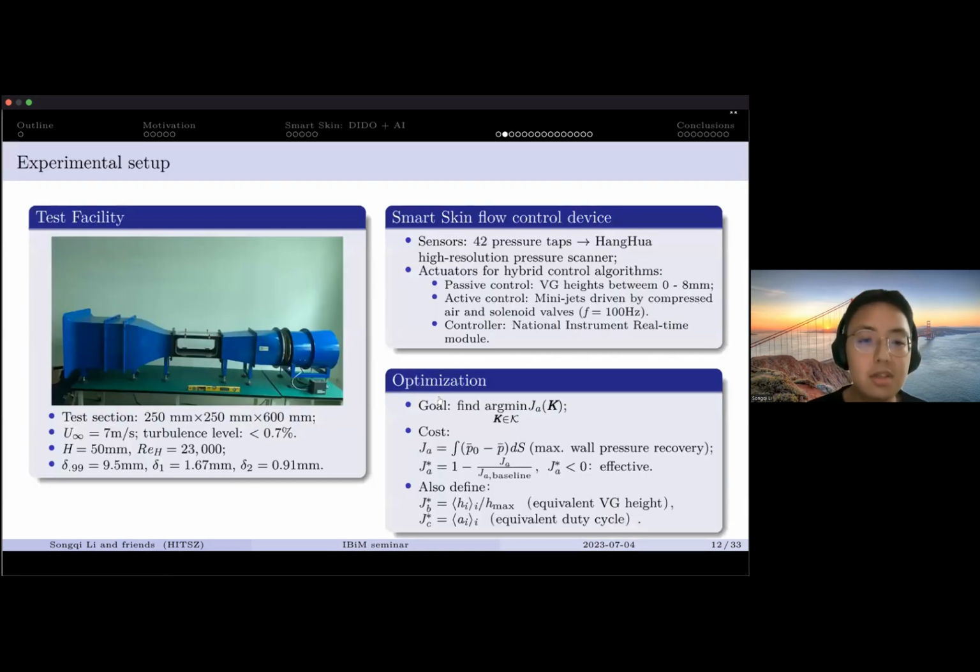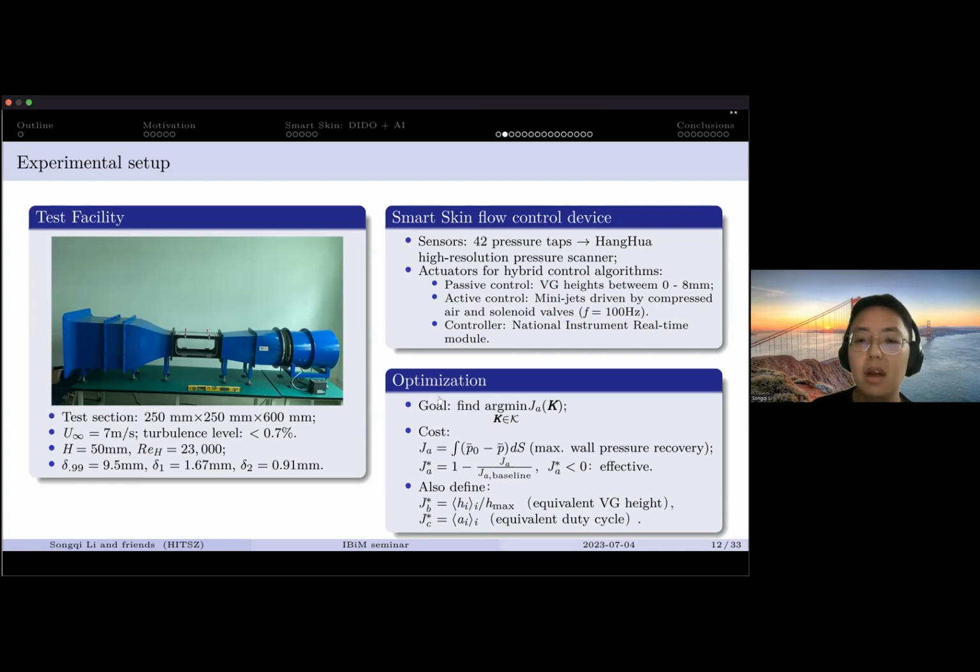As you saw in the previous slide, we implement this device in an open loop airfield type wind tunnel, and the test section of this wind tunnel is 25 centimeters by 25 centimeters by 60 centimeters. We stick to a free stream velocity of 7 meters per second, and this wind tunnel guarantees a turbulence level of less than 0.7%. The step height of the ramp is 50 millimeters, which corresponds to a Reynolds number of about 23,000. Here I also provide the boundary layer thickness from hot wire measurements.